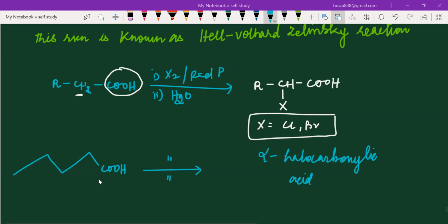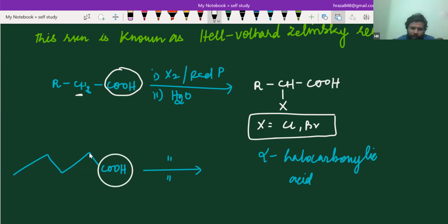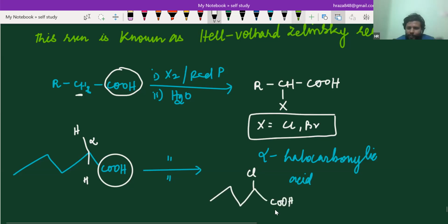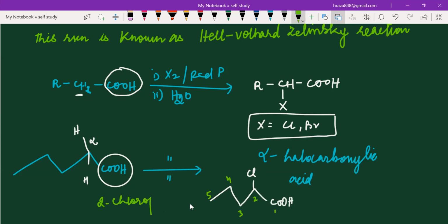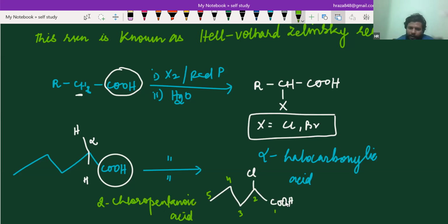So this is your functional group. So it will be your alpha carbon, and there are 2 alpha hydrogens. You just need to replace one of the alpha hydrogens with chlorine, and the rest of the part will be as it is. So if you name it in terms of numbers 1, 2, 3, 4, 5, the name will be 2-chloropentanoic acid. And if you want to do it in terms of alpha, beta, gamma, this is your alpha carbon, so it will be alpha chloro pentanoic acid.